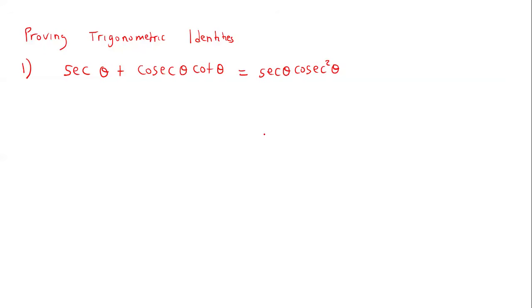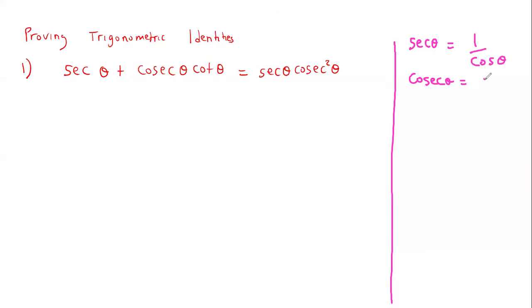Now, as we are proving these identities, I want you always at the back of your mind to know what each of them means. When you find sec, sec means 1 out of cos. When you find cosec, you know that cosec theta means 1 out of sine of theta. When you find cot theta, cot means cos theta out of sine of theta.